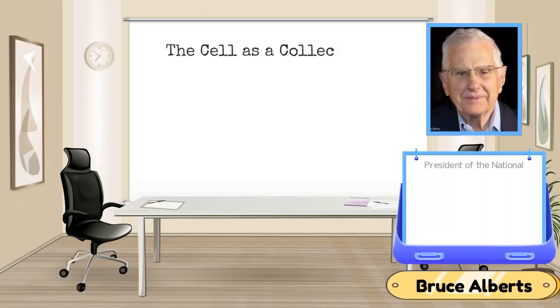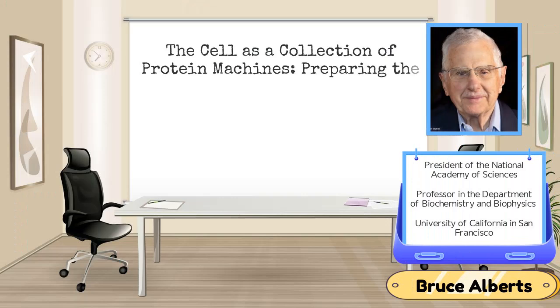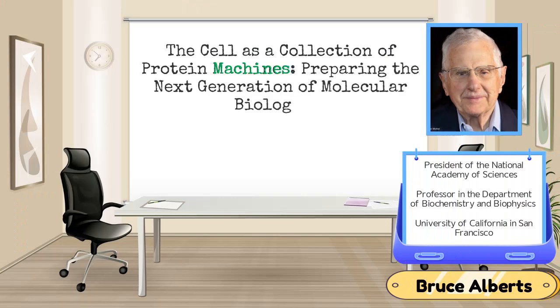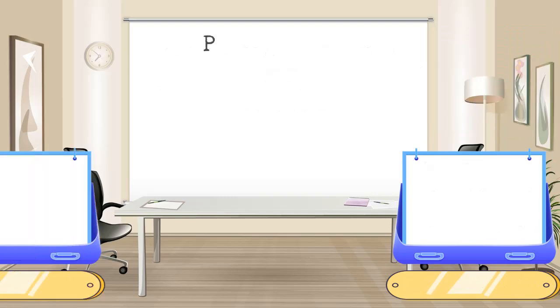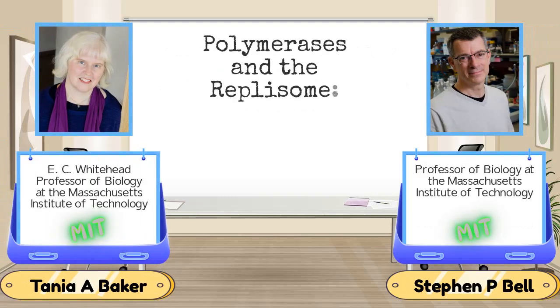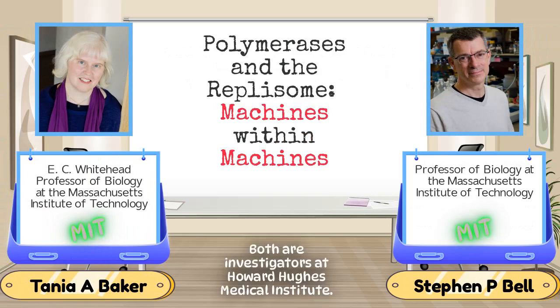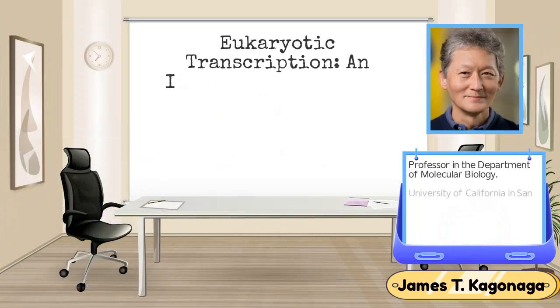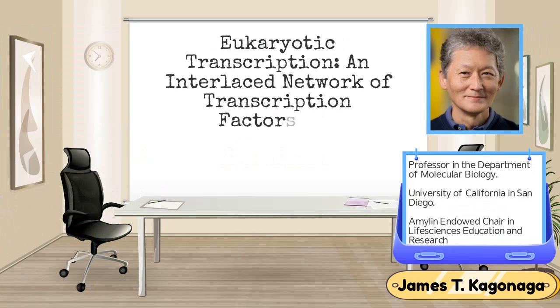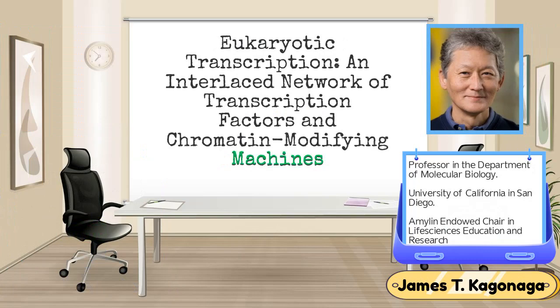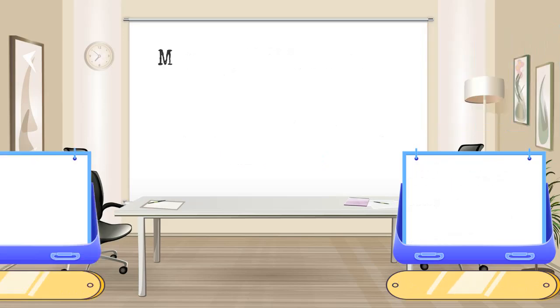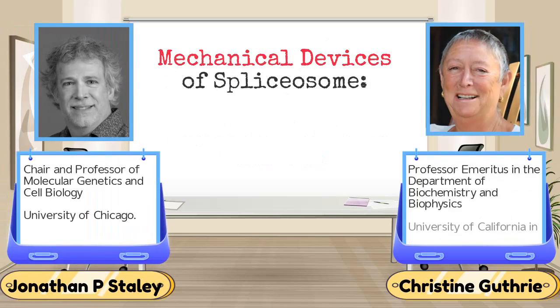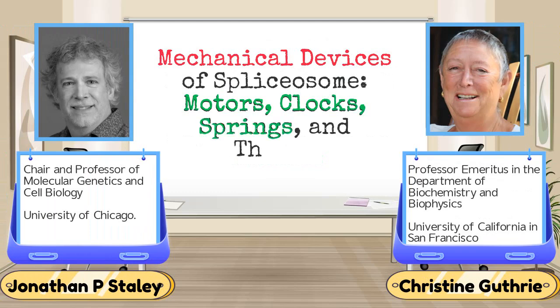The Cell as a Collection of Protein Machines, Preparing the Next Generation of Molecular Biologists, written by Dr. Bruce Alberts. Polymerases and the Replisome, Machines Within Machines, co-authored by Professors Tania A. Baker and Stephen P. Bell. Eukaryotic Transcription, an interlaced network of transcription factors and chromatin-modifying machines, written by Professor James T. Kadonaga. Mechanical Devices of the Spliceosome, Motors, Clocks, Springs, and Things, co-authored by Professors Jonathan P. Staley and the late Christine Guthrie.